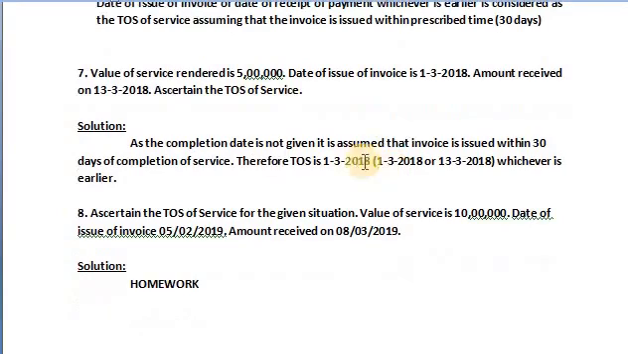Coming to the 7th. Value of service rendered is 5 lakhs. Date of issue of invoice is 1/3/2018. Amount received is on 13/3/18. Ascertain the time of supply. So in this particular problem, they have not given part 1 and part 2.